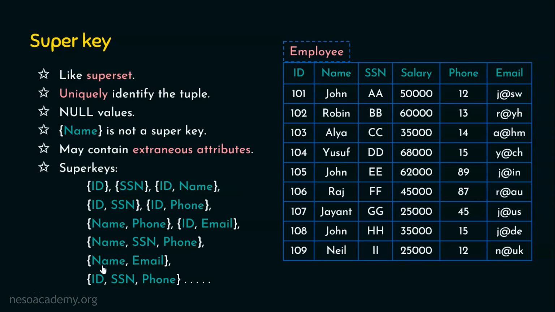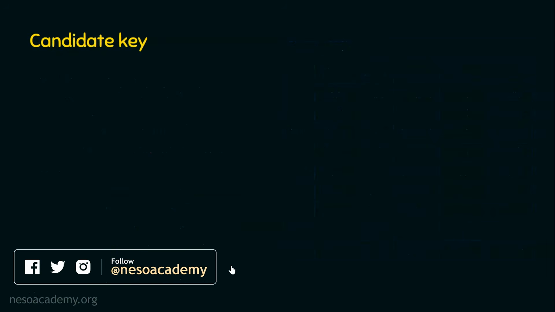Let's take one example, name and email. If you see, name is definitely not a unique attribute because many people may have the same name, but with email ID, it can uniquely identify a tuple, right? And this super key is actually a superset. I hope things are clear to you now. We are done with the super key. With this knowledge, let's step into the next key, the candidate key.